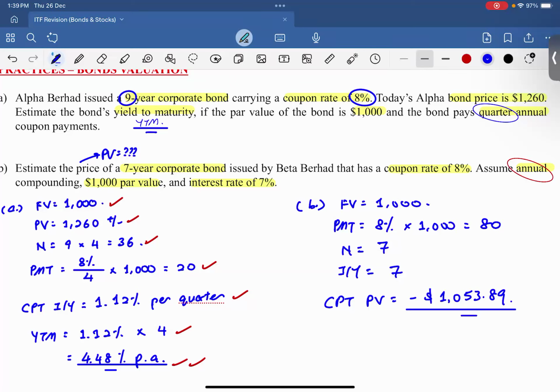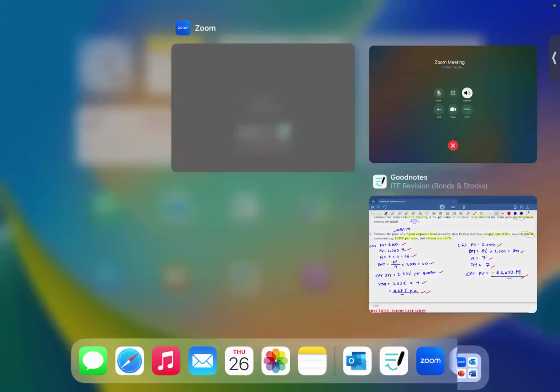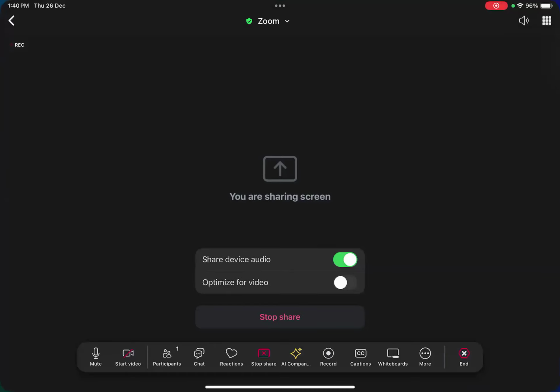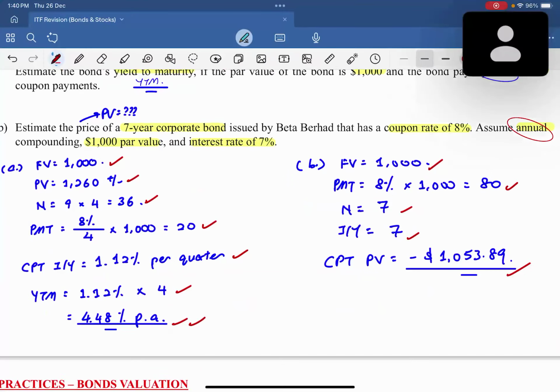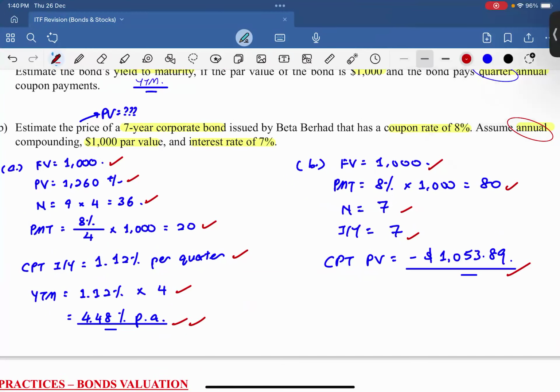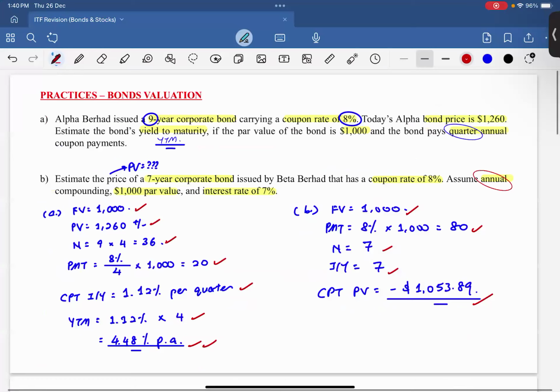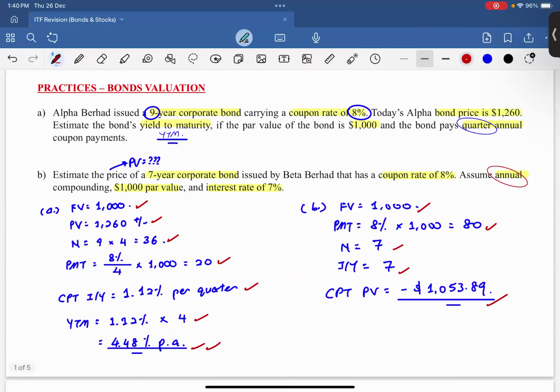Okay, so these are your workings. 1 mark, 2 mark, 3 mark, 4 mark, 5 mark, like that. So moving on. We move on to the next question.